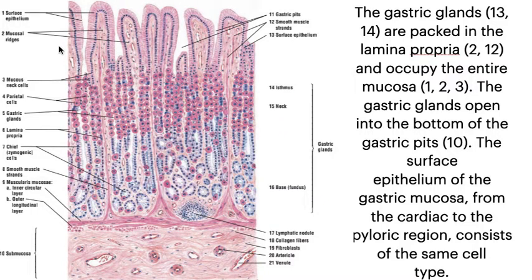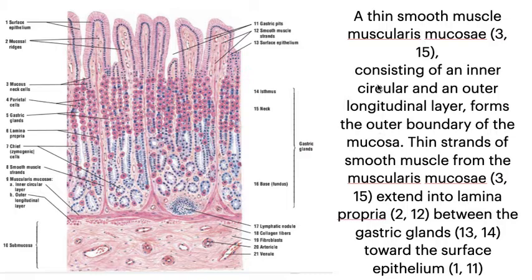The surface epithelium contains a similar type of cells ranging from the cardiac to the pyloric region. Now you can also appreciate the thin, smooth muscle muscularis mucosae consisting of an inner circular and outer longitudinal layer, forming the outer boundary of the mucosa. Right, and thin strands are also intervening in the lamina propria, and the gastric glands are between them. Okay, between these threads.